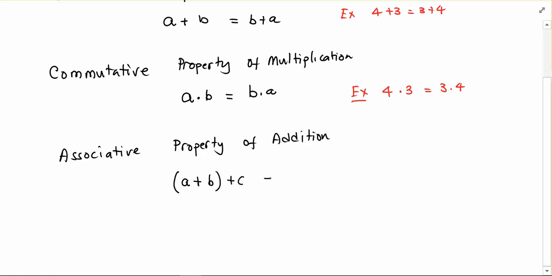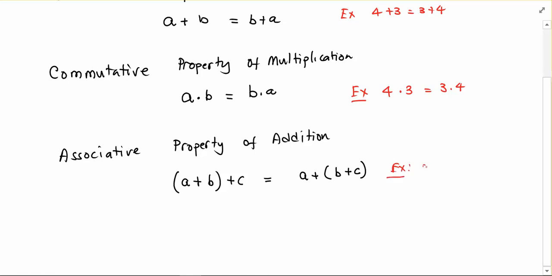We know that according to the order of operations, we should do a plus b first. But the associative property of addition says it doesn't matter whether you do a plus b first and then add c, or if you add b plus c first and then add a. It doesn't matter who you choose to hang out with first. If a chooses to hang out with b and add together and then add c, that's the same as b choosing to hang out with c and then add a.